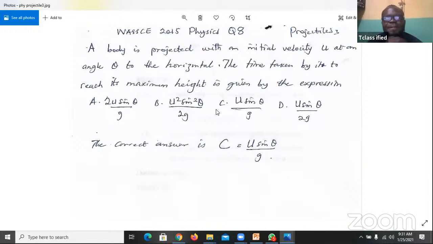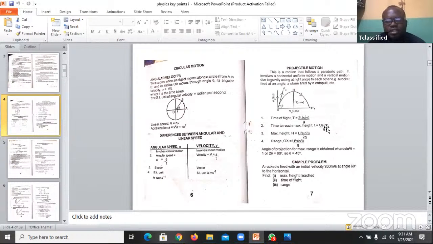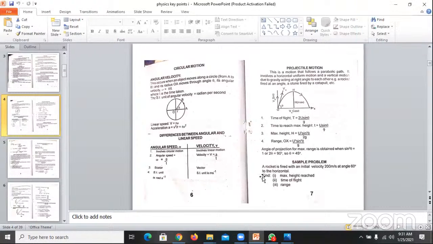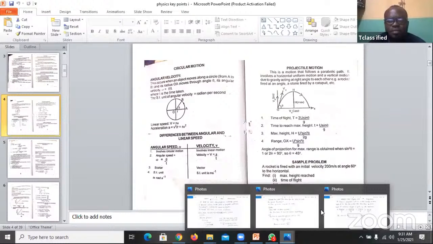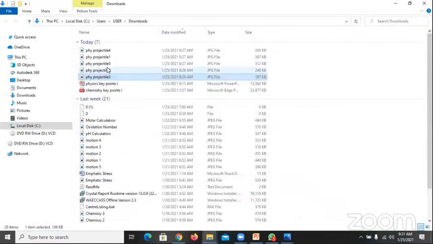Okay, this is 2015 physics. A body is projected with an initial velocity u and at an angle of theta to the horizontal. The time taken to reach the maximum height is given by the expression. So what's the formula for the time to reach the maximum height? It's u sine theta over g. That's the time to reach the maximum height, whereas the time for the whole flight is 2u sine theta over g. So it's u sine theta over g, and that makes option C the right answer.